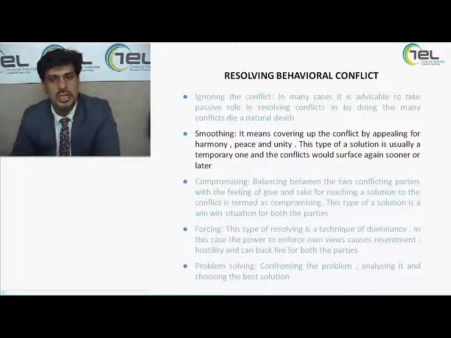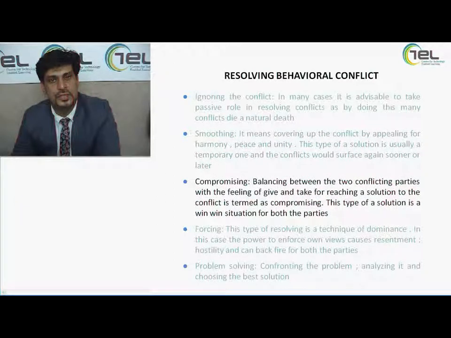So smoothing is a technique which can be utilized in behavioral conflict for having control over it for a limited period of time. It does not resolve the problem per se.